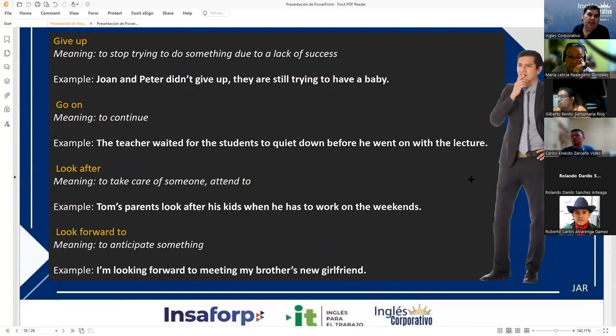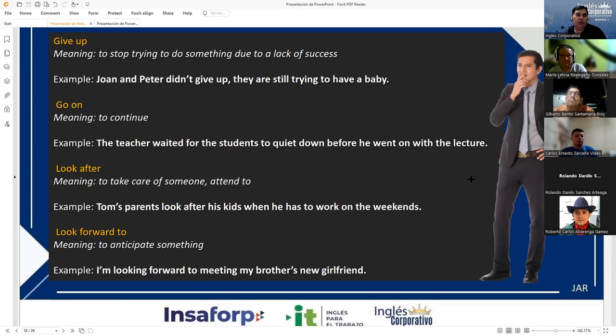Give up, to stop trying. Right? To give up is to stop trying. You want to fix your car and you can't, so you give up. You stop trying.